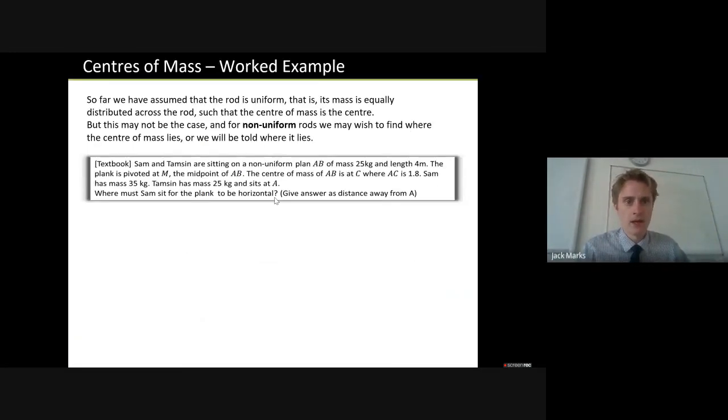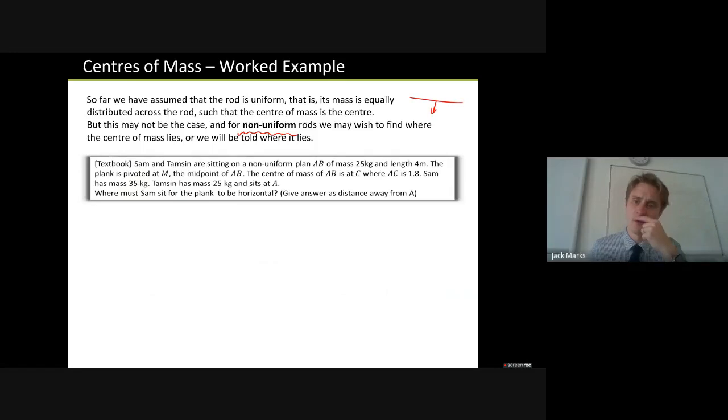Right, we've covered up to now uniform rods. Uniform rods are when the mass is equally distributed, so we put the center of mass in the center. In other words, we found the middle of the object and the force went straight down. Well, it's not always like that, okay? If we are told that we have a non-uniform rod, then we're not allowed to assume that.